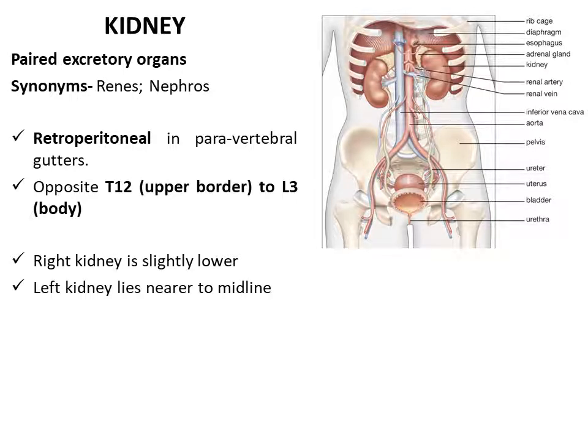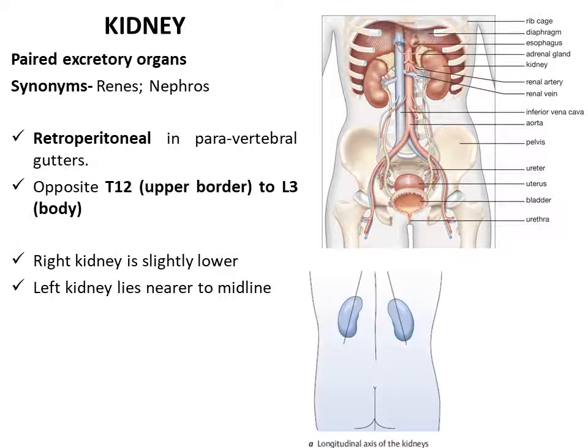The right kidney is slightly lower than the left kidney. This is due to the presence of the liver on the right side, which pushes the kidney slightly downwards. The left kidney is longer, narrower, and is nearer to the midline as compared to the right kidney.